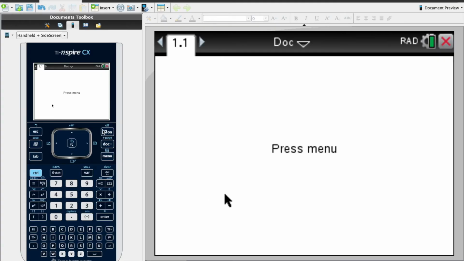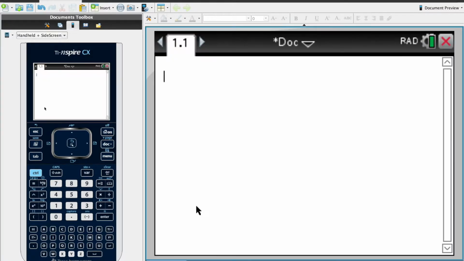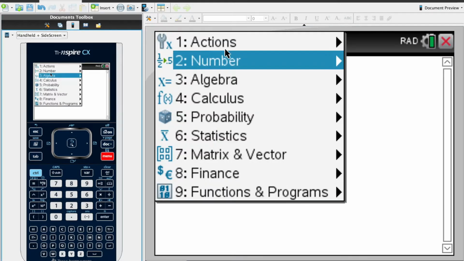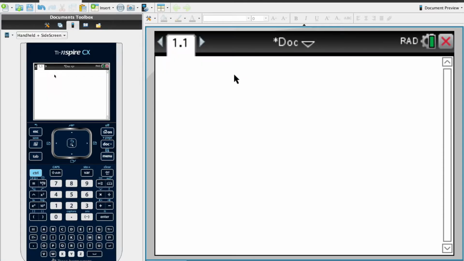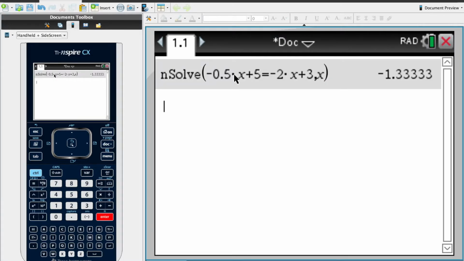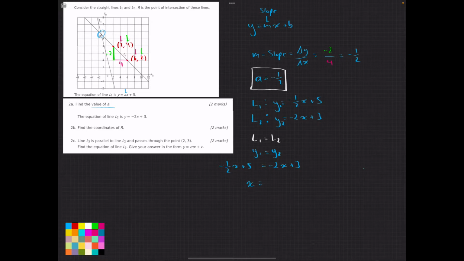So here we are. Here is our calculator. Let's write out this equation. Menu, algebra, numerical solve, and what's our equation? It's -0.5 x plus 5 equals -2x plus 3, and what do we want to solve for? We want to solve for x. And it gives us a value, and we can write it out here. X is equal to -1.333333, and so on.